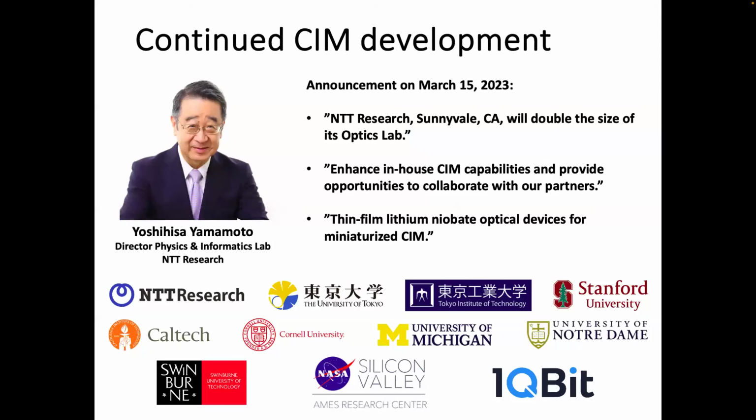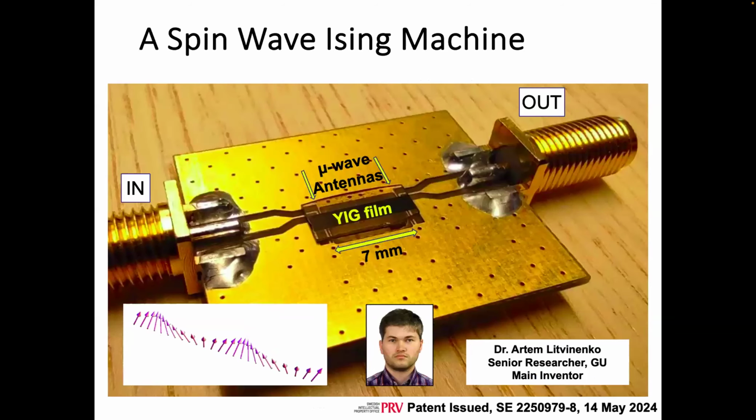And they will continue to do this. And this is where we, or Artem Litvinenko in my group, I would say, identified that we can make this with spin waves instead. So here is an example. Here is a YIG film. Yttrium iron garnet is a ferrimagnet, an insulating ferrimagnet with the lowest spin wave damping known to man.